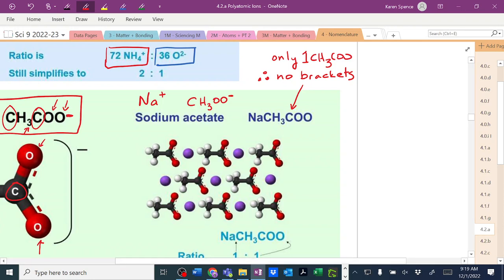We would go sodium, acetate, sodium acetate, sodium acetate, sodium acetate. But of course, in 3 dimensions, I think that would look like a horrible mess. So we're only going to look at it in 2 dimensions.